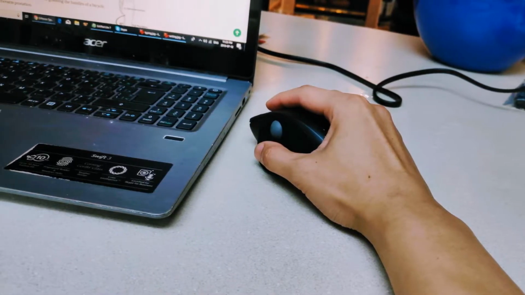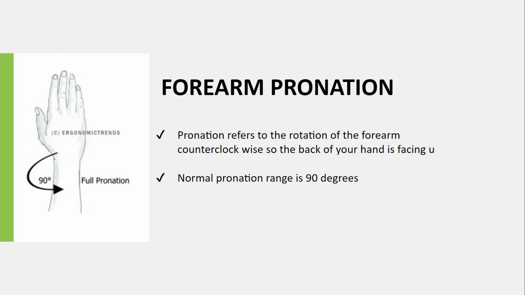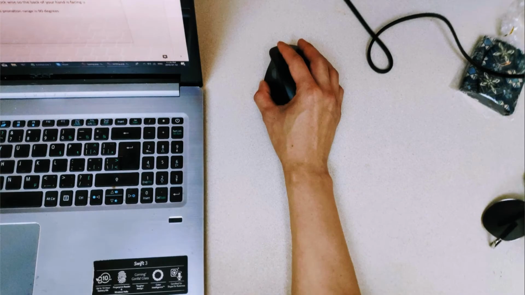Next up is forearm pronation, which refers to the rotation of the forearm counterclockwise so the back of your hand is facing you, such as when you're grabbing the handles of a bicycle. Normal forearm pronation range is 90 degrees.